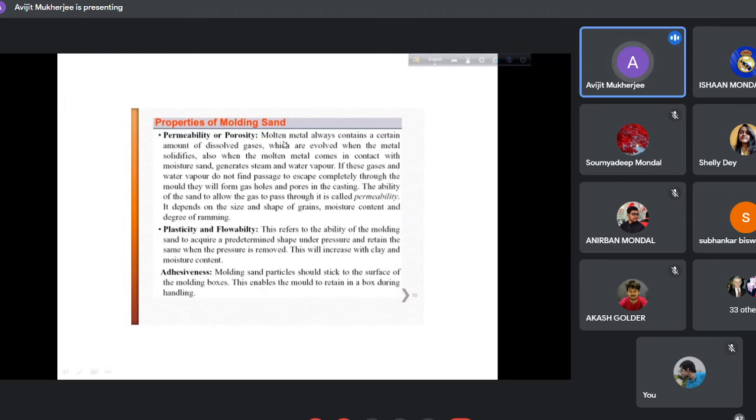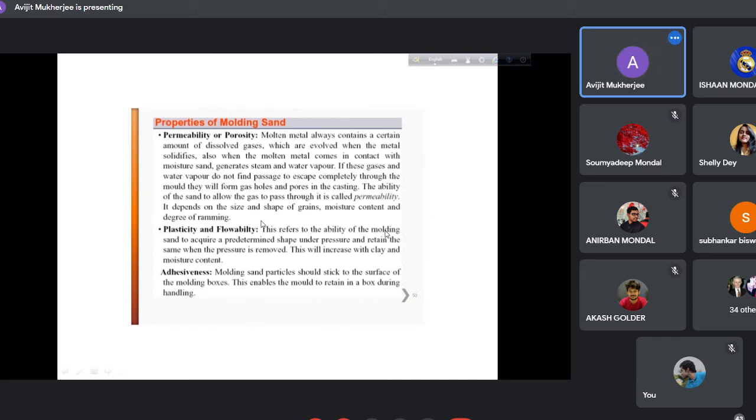As I have mentioned, molten metal always contains some dissolved gases. And when all these dissolved gases are entrapped inside the cavity, then after solidification, so many defects may be generated. Now, what are those defects? Again, during the discussion of defects, we shall discuss in detail.